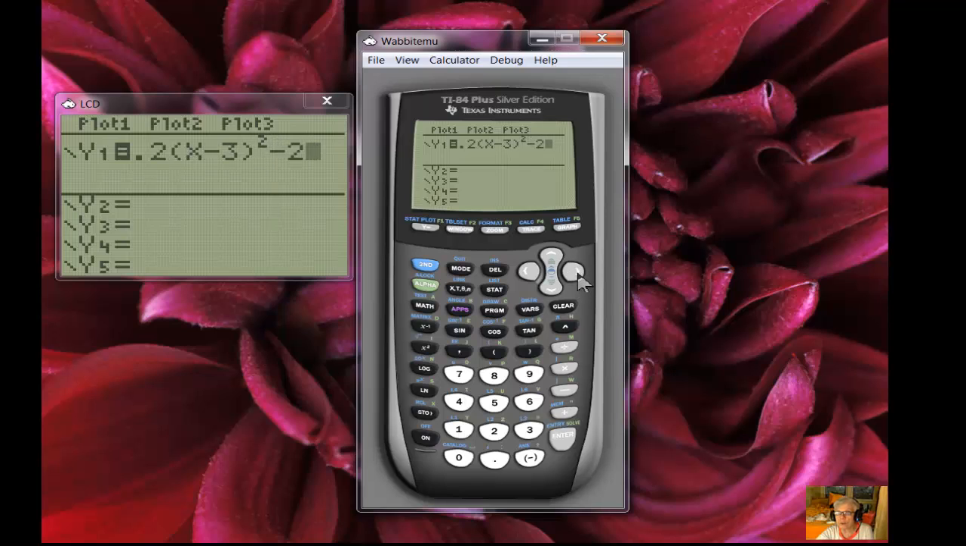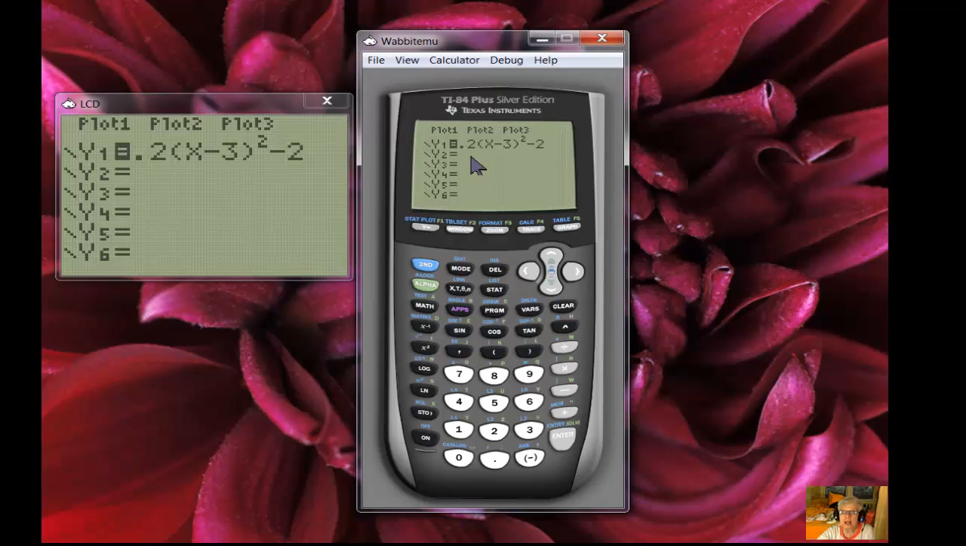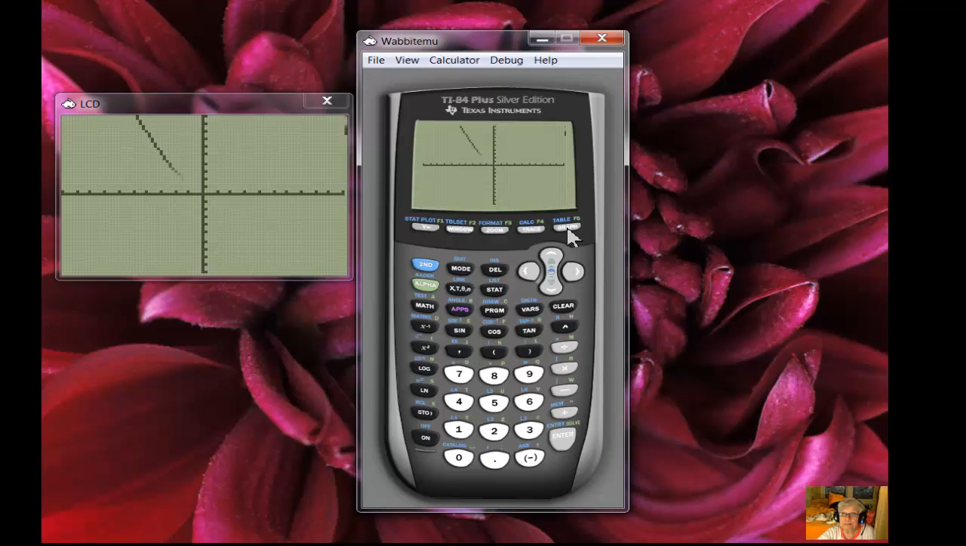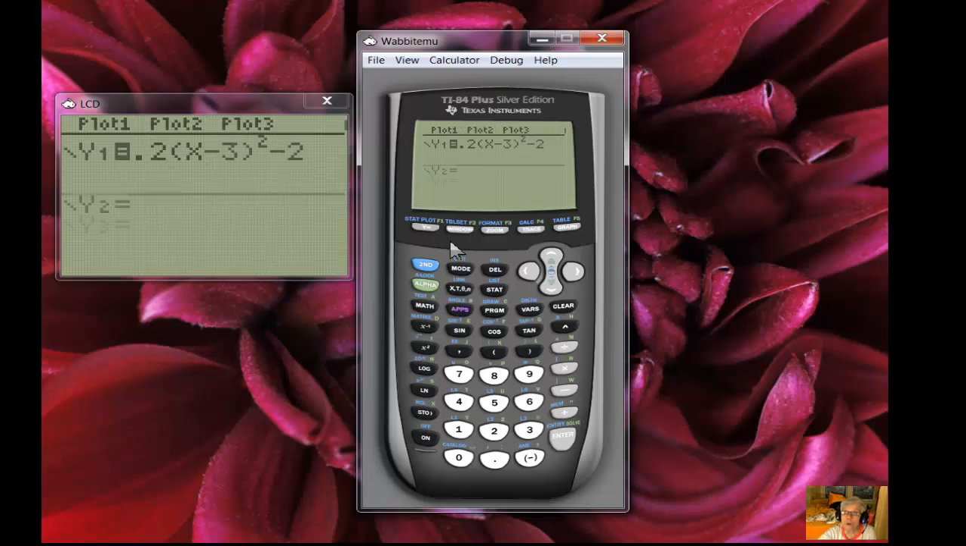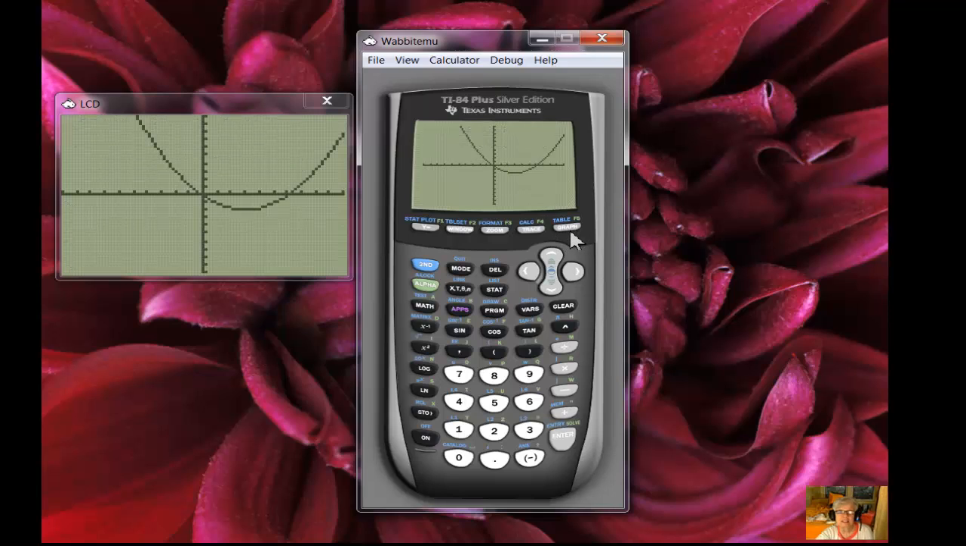Okay, so now let me move the cursor over. I just don't want you to get confused. There we have 0.2 parentheses x minus 3 parentheses closed squared minus 2. And I'm going to graph it, and you're going to see it's much fatter. Whoa! All right, so putting a whole number bigger than 1 in front of the x minus 3, I made it skinnier, and putting a fraction, 0.2 is just 1/5, I could have said 1/5, in front of the parentheses made it a lot fatter.